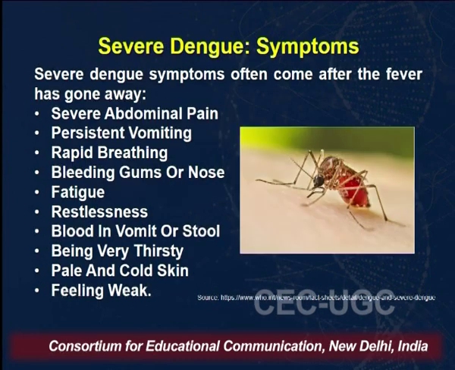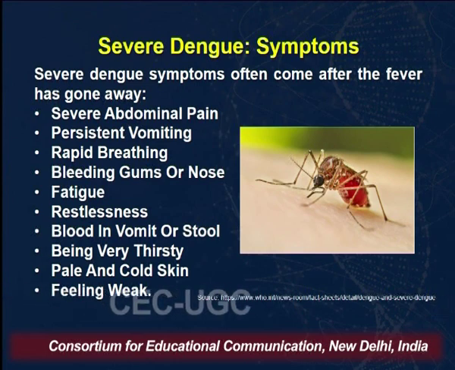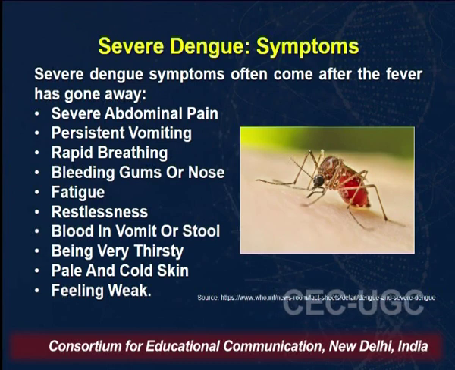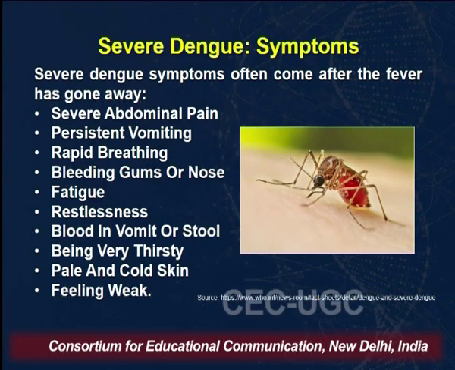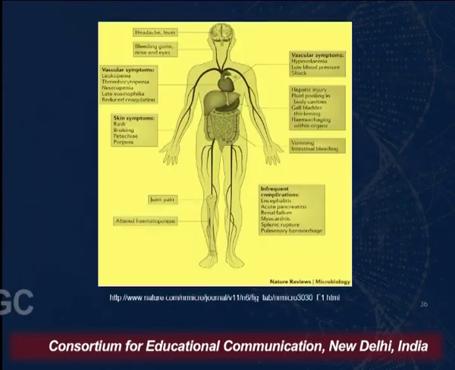Some of the severe dengue case symptoms include severe abdominal pain, persistent vomiting, rapid breathing, bleeding gums or nose, fatigue, restlessness, blood in vomit or stool, and pale, cold skin and feeling weak. So, these are some of the severe cases. When dengue is not treated or controlled at the initial level, it may lead to these kinds of cases.